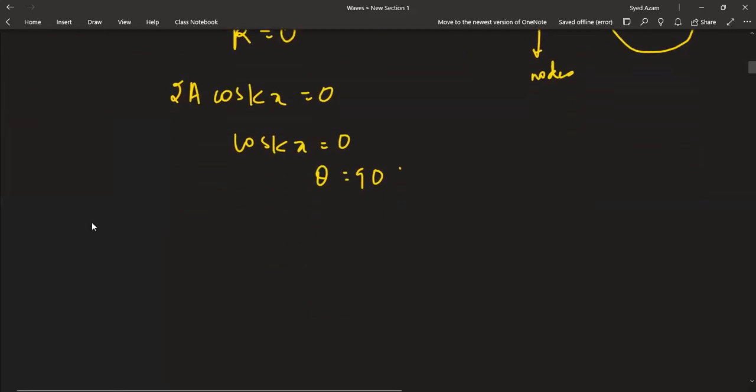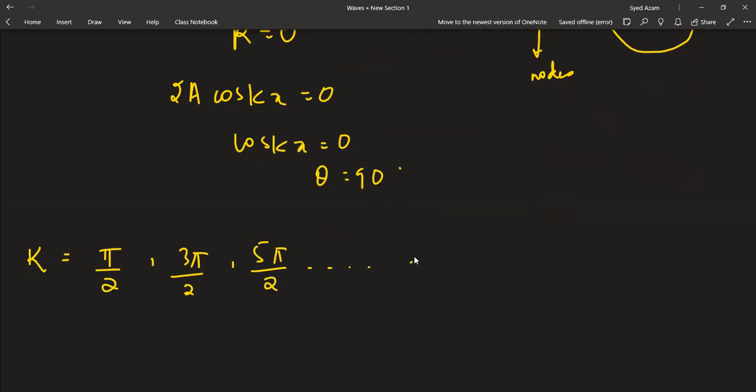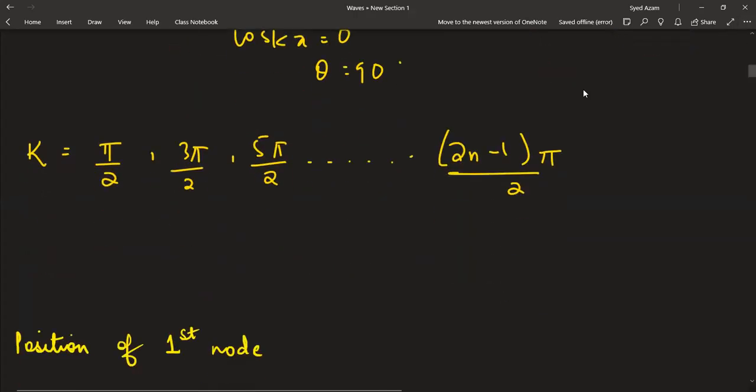So when can you have the value at nodes as 0? Your kx should be pi by 2, 90 degrees. Then again 3 pi by 2, this is also 0. 5 pi by 2, this is also 0. Till how much value will you calculate? A better way to remember this is (2n minus 1) pi by 2. This is the equation where n can be 1, 2, 3, 4, 5, 6, anything. This can be the value of kx.